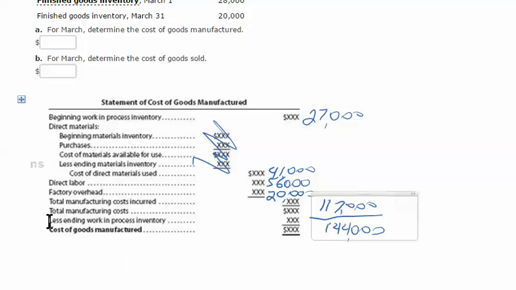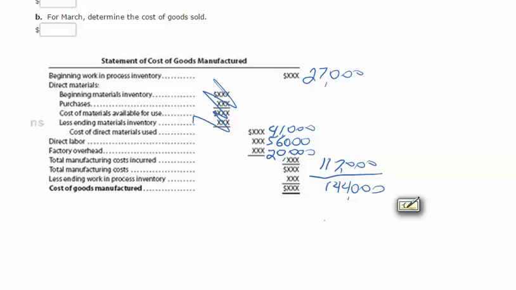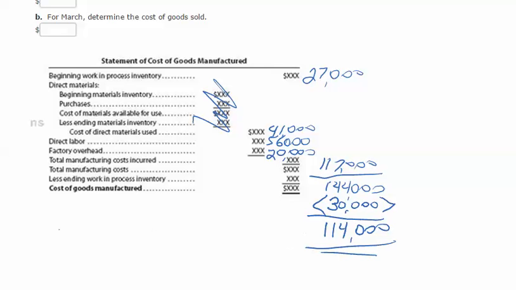Next, I'm going to subtract my ending inventory of work in process. And that amount, my work in process at the end of the month, is $30,000. So we'll be subtracting 30,000. And that looks like I would have $114,000 for my cost of goods manufactured. I'll use an acronym there. So I get $114,000 for my cost of goods manufactured.